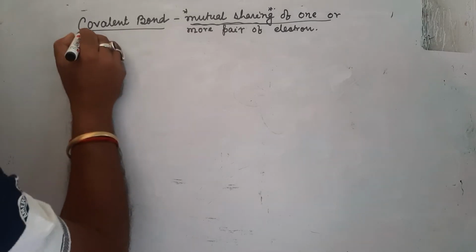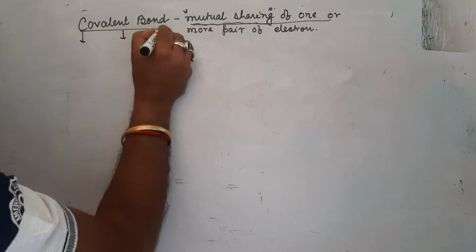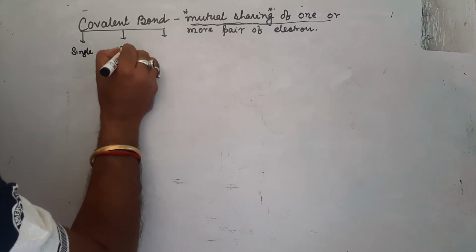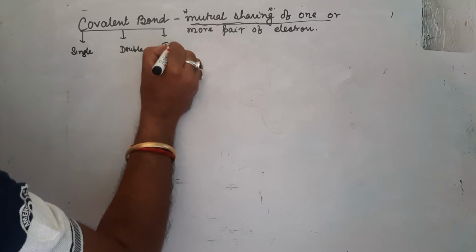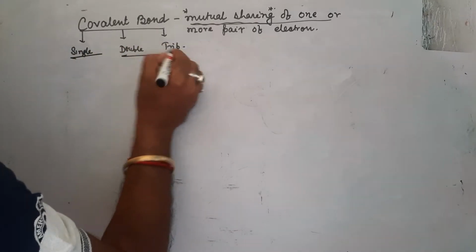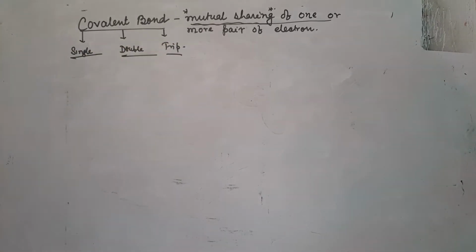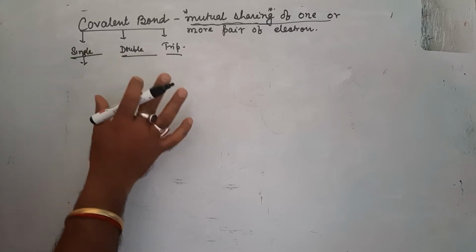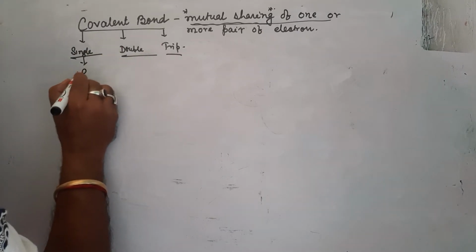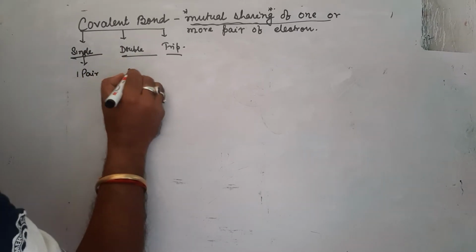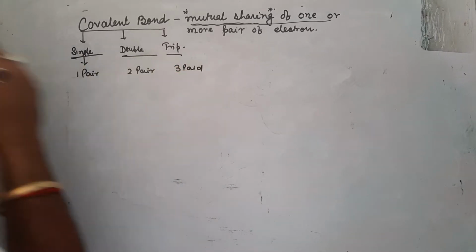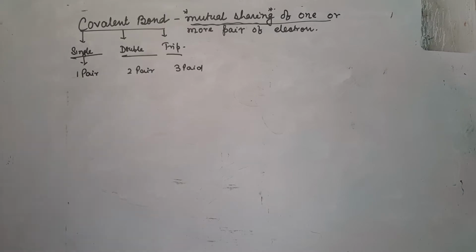So these covalent bonds are of three types: single covalent, double covalent, and triple covalent. In a single covalent bond, one pair of electrons is shared. Double means two pairs, and triple means three pairs of electrons are mutually shared.